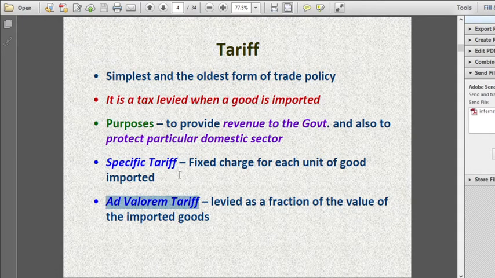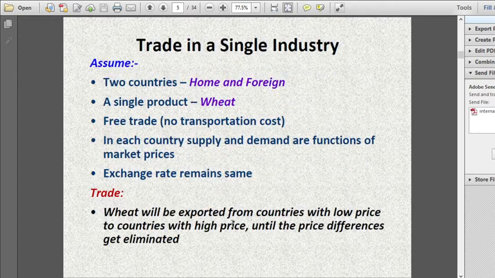Okay, when we say specific tariff, this is a fixed charge for each unit of good imported. At pag sinabi naman nating ad valorem tariff, this is levied as a fraction of the value of imported goods. Example, no, dito sa Pilipinas, ang ad valorem tariff natin for bulk products na ini-import natin is 30%. Ang tawag doon sa 30% is ad valorem tariff.